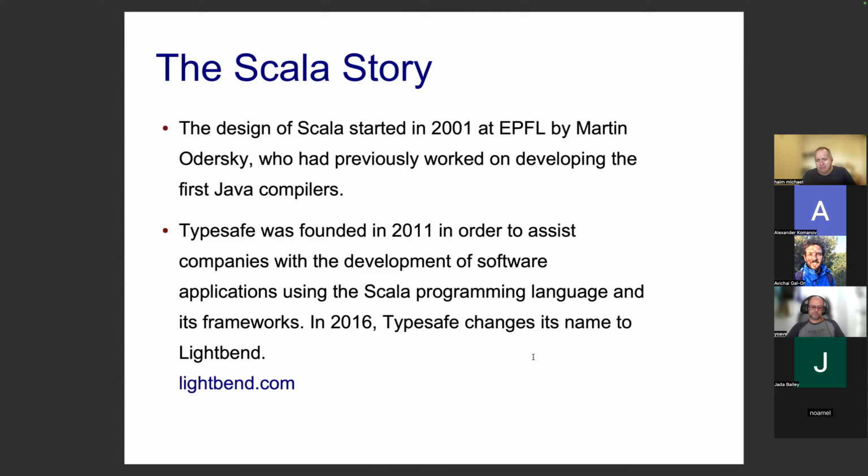In 2011, the company named Typesafe was founded in order to support the Scala ecosystem. In 2016, they changed their name into Lightbend. So if you want to have a feeling about the direction of Scala, check out the website, look at the web framework or framework in general they support, they promote, and that might give you some sense regarding the direction Scala takes.